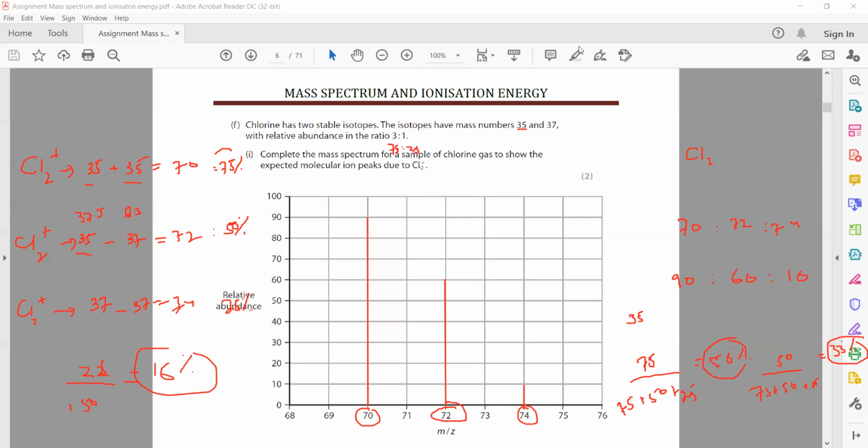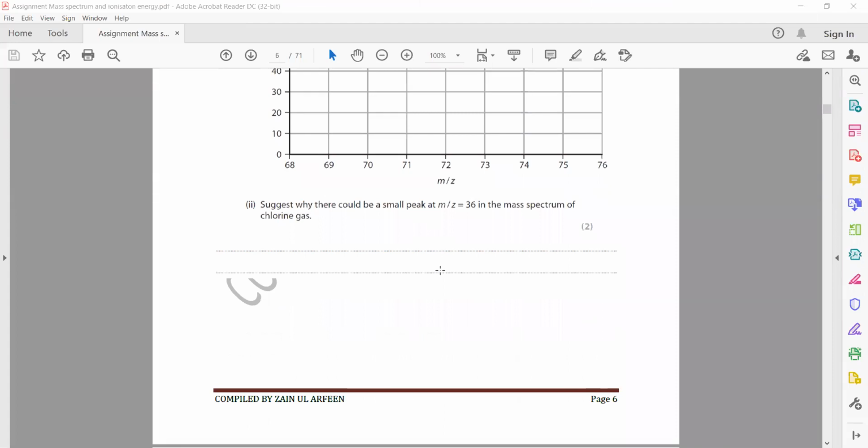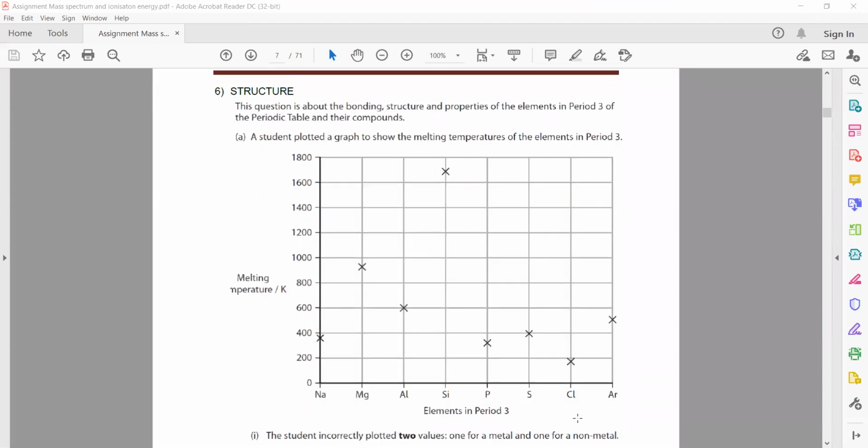Moving on to the next question. Question 6, the structure question. This question is about bonding, structure and properties of elements in period 3. A student plotted a graph to show the melting temperatures. You can see from sodium to magnesium it increased, and for aluminium this decreases. Then for silicon it's high, then phosphorus, sulfur, chlorine and argon.